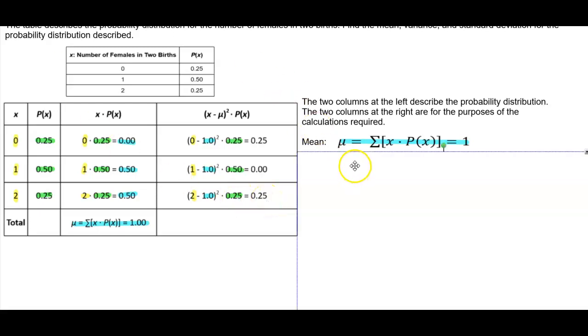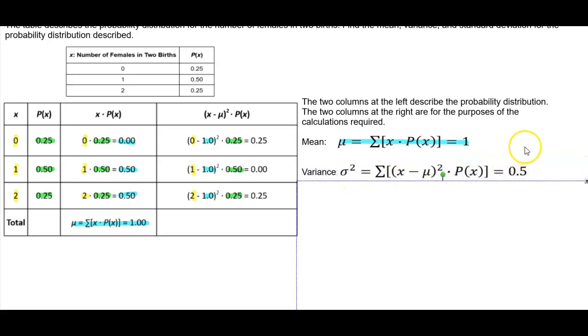Now we want to find the variance. The variance is the sum of this entire column. So we add 0.25 plus 0 plus 0.25, and down here you can see what the variance gives us. When we add that, we get 0.50. So the variance is 0.50.